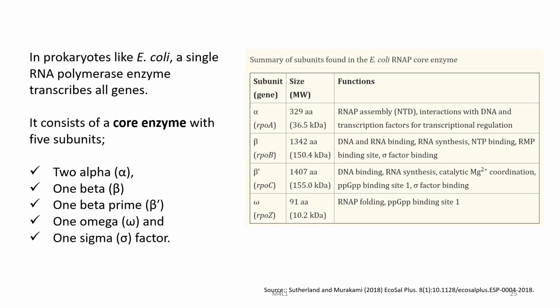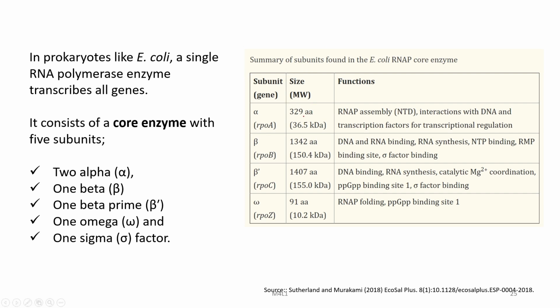In prokaryotes like E. coli, a single RNA polymerase enzyme will transcribe all the genes. It consists of a core enzyme with 5 subunits: alpha, which has 2 units, then beta, and then beta prime, omega, and sigma factor, all in single copies. So, you can see the molecular size of these different subunits over here.